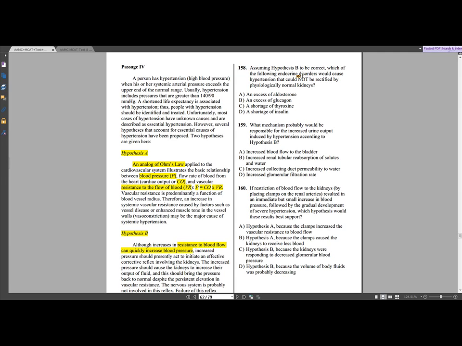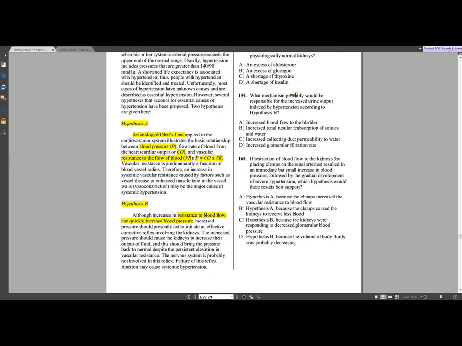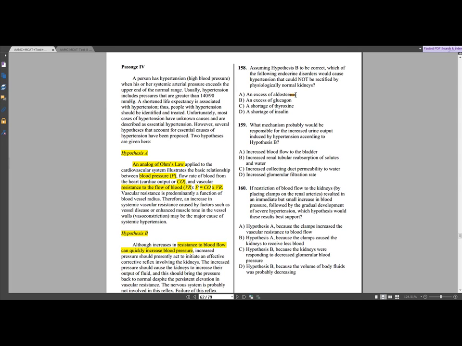Which of the following endocrine disorders would cause hypertension that could not be rectified by normal kidneys? Okay, that question makes no sense at all. No question makes sense. Every single question I'm reading on this entire MCAT test makes no sense. What does that mean when nothing makes sense? Like, if you read a question, do you automatically understand the question? Because when I read any of these questions, none of it makes sense. Not at all.